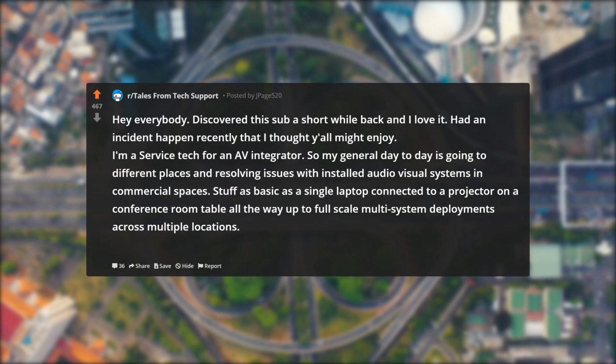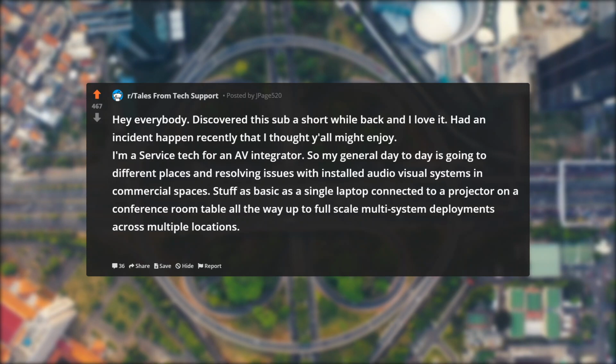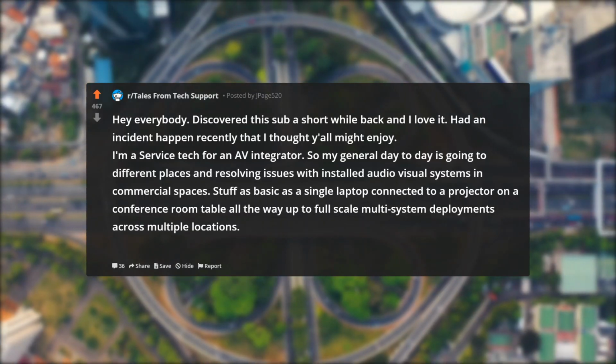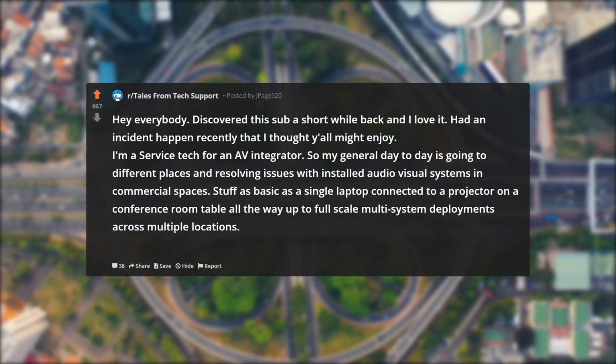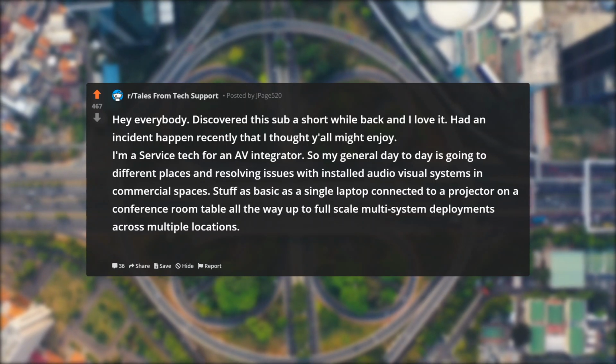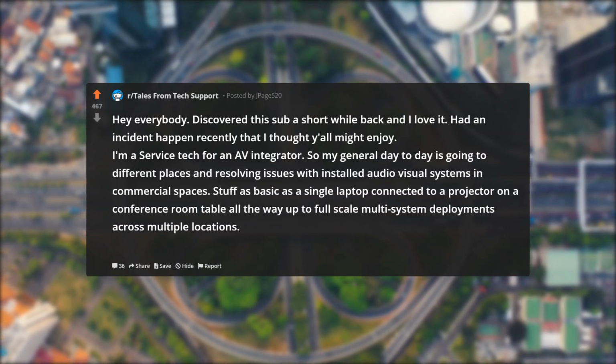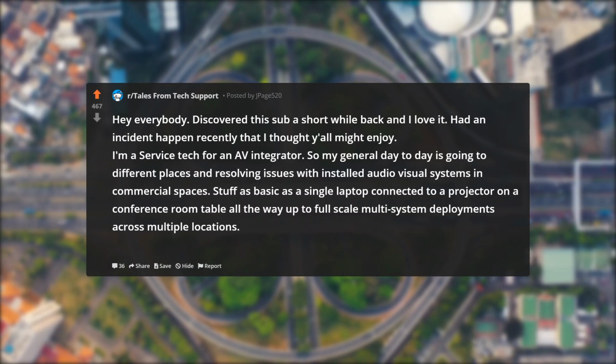I'm a service tech for an AV integrator. So my general day-to-day is going to different places and resolving issues with installed audio-visual systems in commercial spaces. Stuff as basic as a single laptop connected to a projector on a conference room table, all the way up to full-scale multi-system deployments across multiple locations.